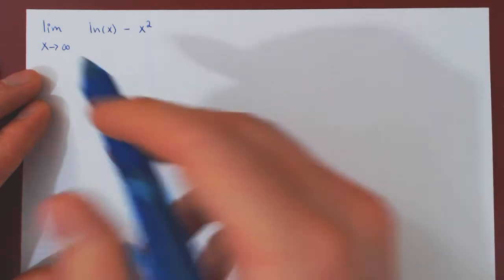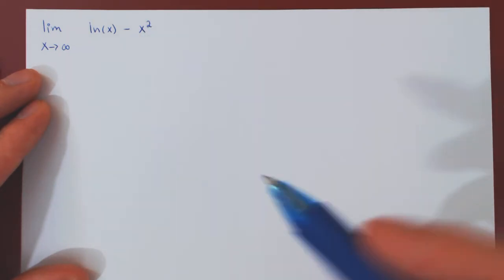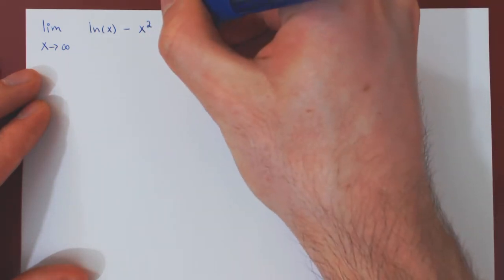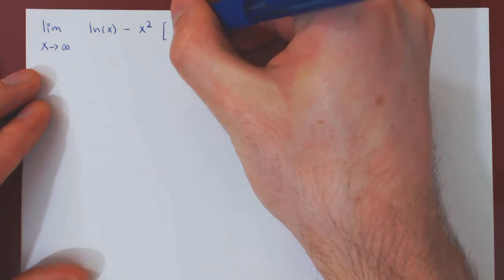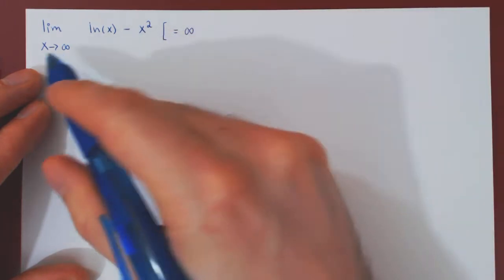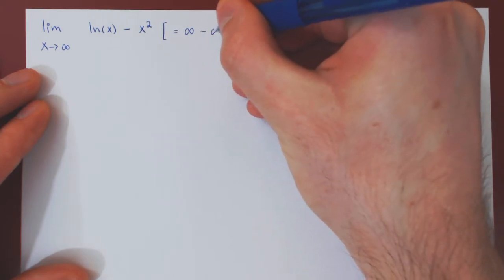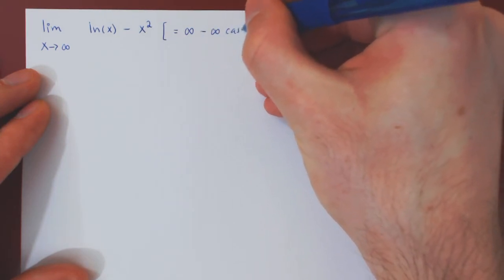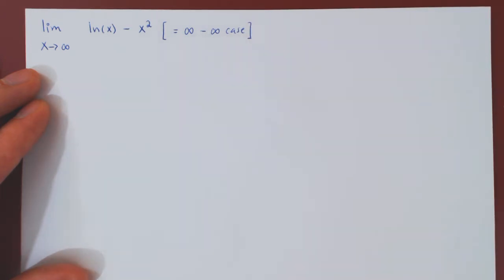Okay, so in this video, we want to find the following limit using L'Hopital's rule. But before we try to apply L'Hopital's rule, let's figure out what kind of case we're dealing with. Well, as x goes to infinity, ln of x also goes to infinity. And as x goes to infinity, x squared also goes to infinity. So the case we're dealing with is an infinity minus infinity case.